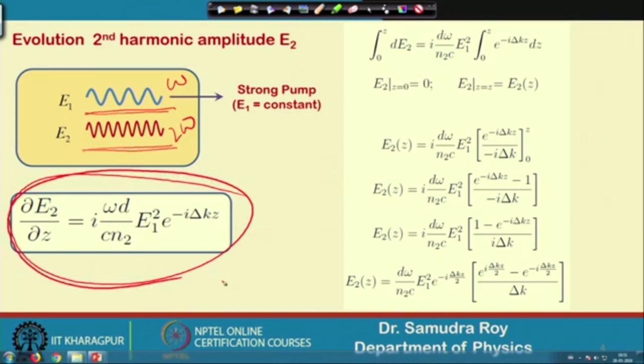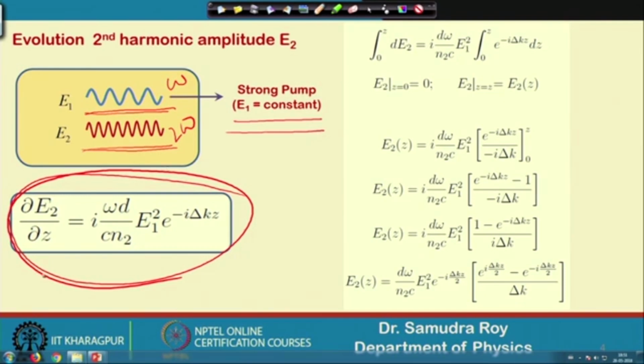Now, since E1 is a strong pump, I can consider E1 as a constant. So, that is a very important approximation here. This is not a very physical approximation, but for the time being we can consider that E1 is a constant. For the strong pump we can consider E1 is a constant and try to find out what should be the value of E2, or what is the functional form of E2.